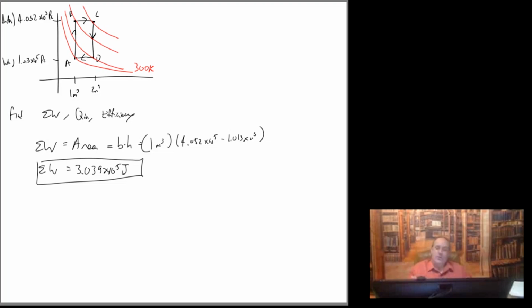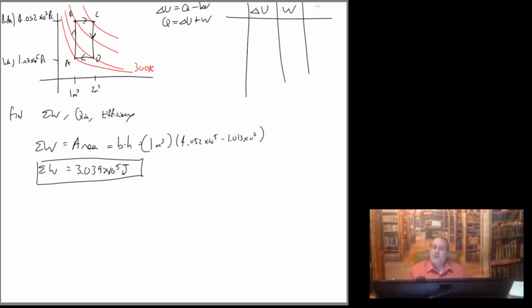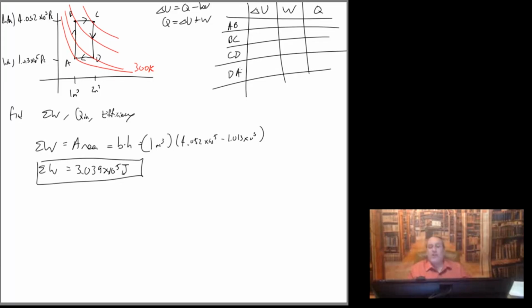Okay, so what we're going to do is we know that delta U equals Q minus W. And so Q equals delta U plus W. We're going to make a little table. We're going to have delta U and W and Q, and we're going to have each segment AB and BC and CD and DA. And we're just going to analyze the signs only without computing any numbers. The signs only of delta U and W, and use that to find the sign of Q.